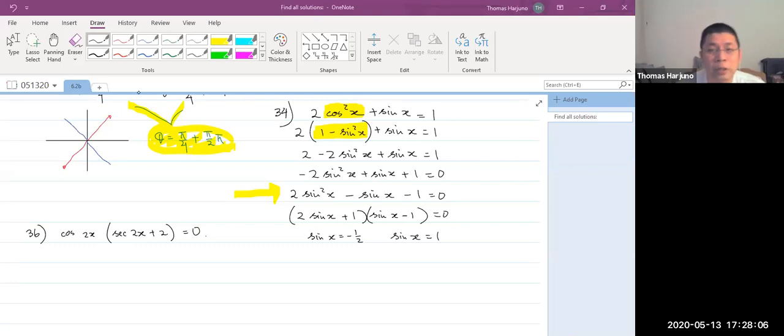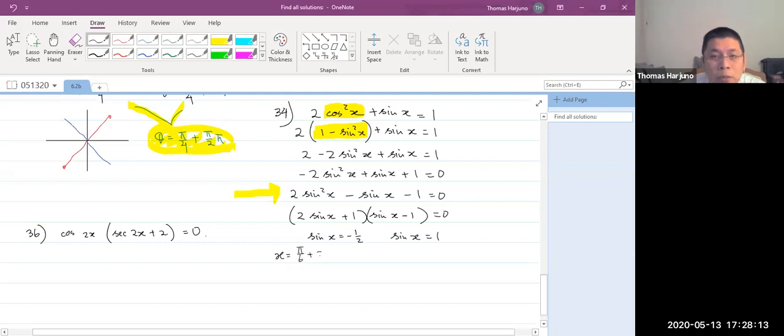Okay, let's work this out. So this is x equals pi over 6 plus 2 pi n. x equals 5 pi over 6 plus 2 pi n. And for sine x equals 1, it will be pi over 2 plus 2 pi n. Okay. So far we are fine.